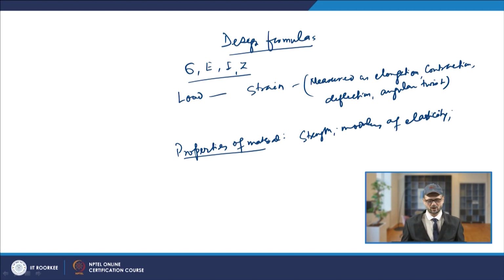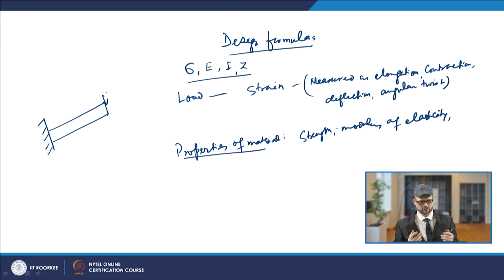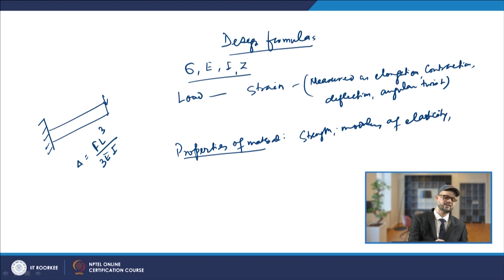Now in most of the cases, the design formula which is developed, normally if you talk about the deflections in cantilever type of beams, as we know, if you have a cantilever beam and you are applying a force, you will have the deflection, and that deflection will be FL cubed upon 3EI. So F is the load which brings the deflection delta, L is the length of the cantilever beam, E is the modulus of elasticity of the material, and I is the moment of inertia.